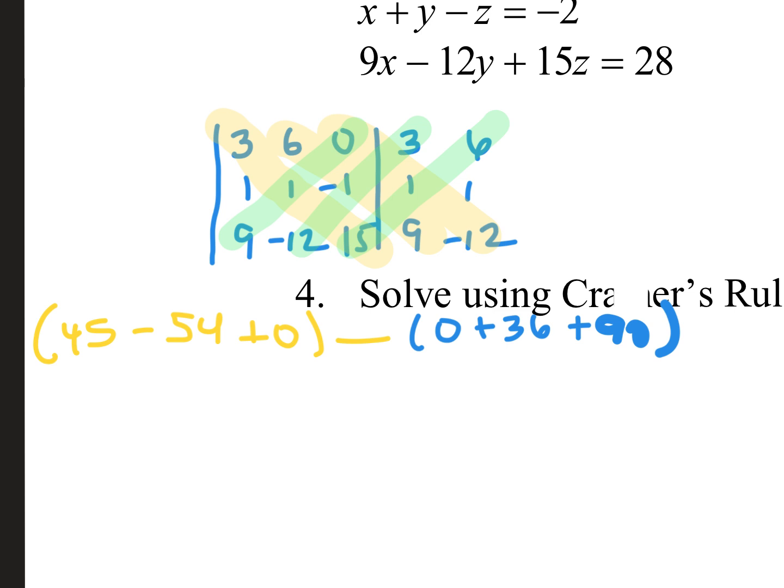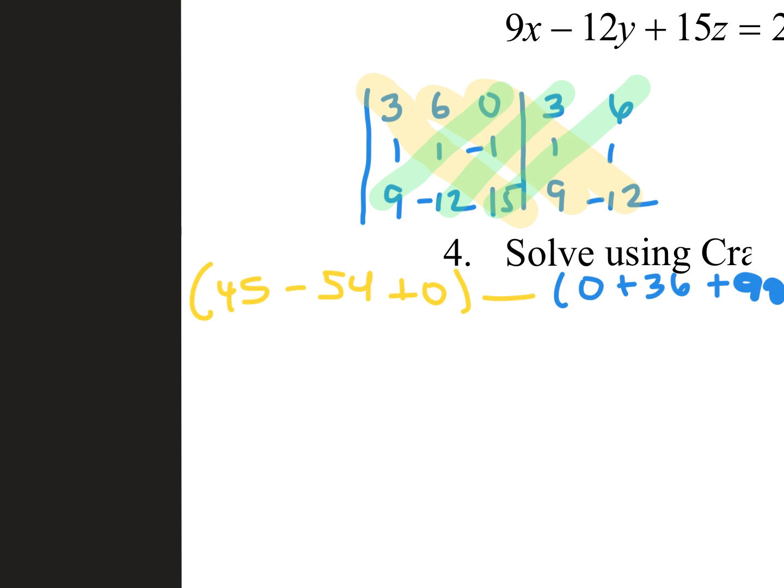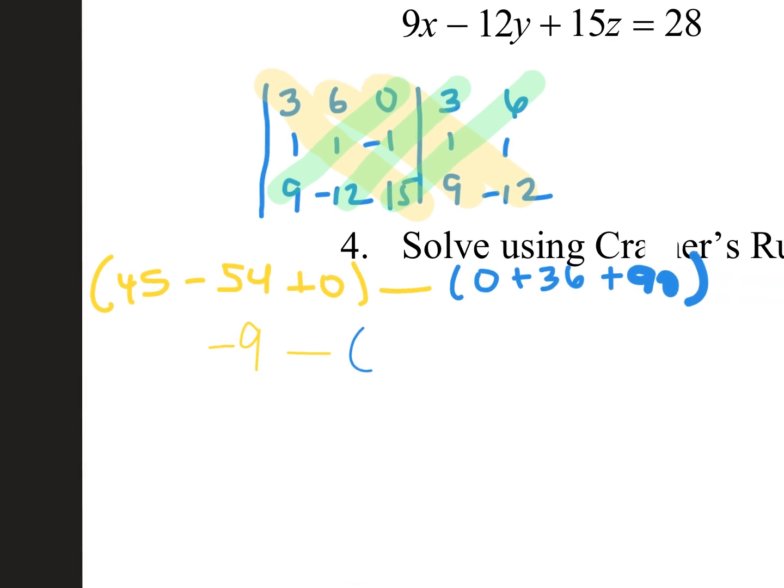And now we just have some basic math, guys. What's 45 minus 54? Negative 9 plus 0 would be negative 9. Minus, what's 36 plus 90? 126, okay. So you have negative 9 minus 126 gives you what? So your determinant is negative 135, right?